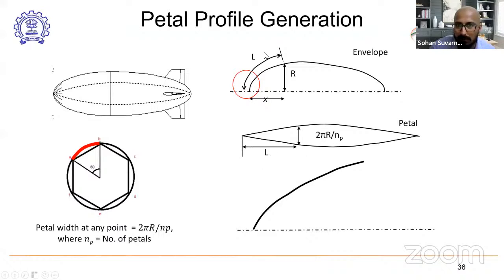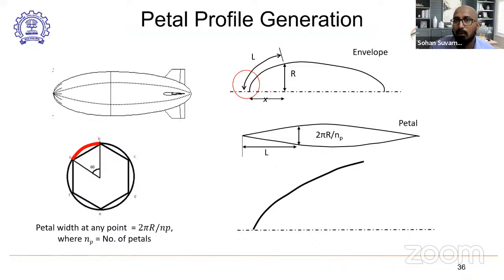Now let's look at this distance. How does it translate here? It's not going to be the same length as this X. It's going to be this arc length. So this arc length is going to be this length in the petal, so it's going to be longer. That's the reason why, even if you take X along this envelope, it's not going to match exactly with the petal X points. So this is going to be your L.